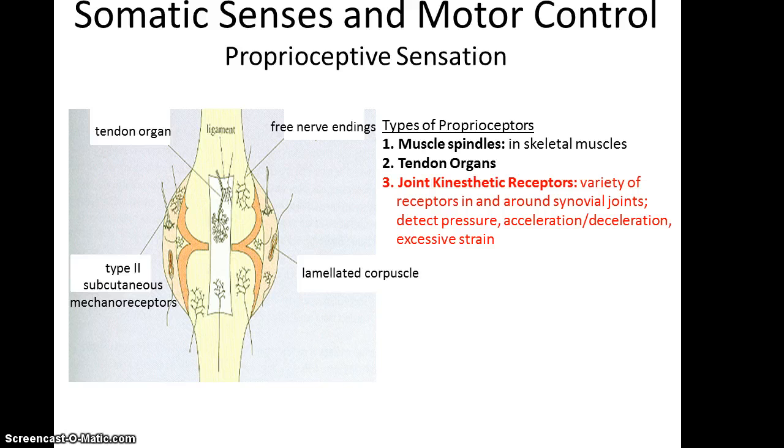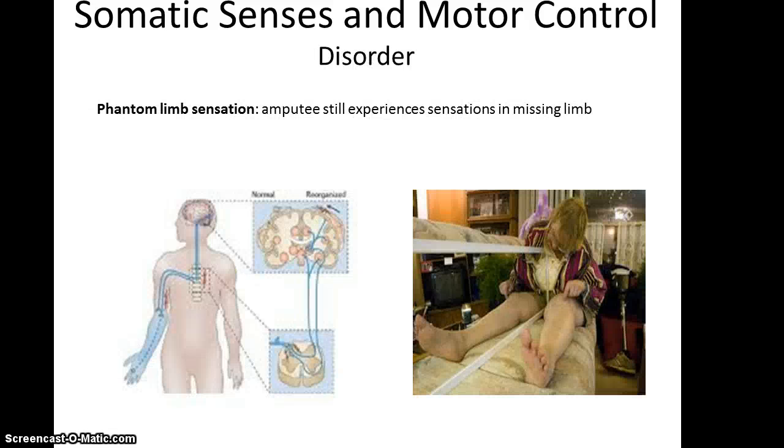Also, there are a number of other receptors found in joints, and they're called the joint kinesthetic receptors. They include things such as the type 2 subcutaneous mechanoreceptors, the tendon organ, laminated corpuscles, free nerve endings. Basically, they're there around the synovial joints to try to help you know when those joints are feeling pressure, if they're accelerating or decelerating, if there's excessive strain. Again, basically lets you know where your body parts are and know when those body parts are being pushed beyond their limits.